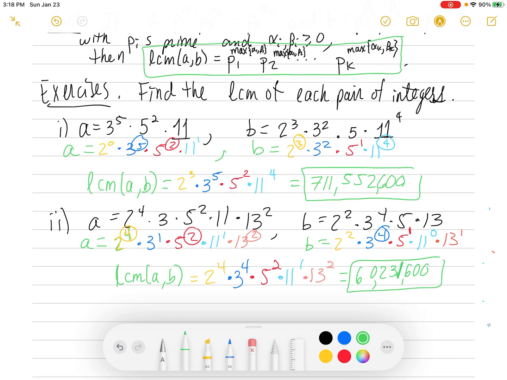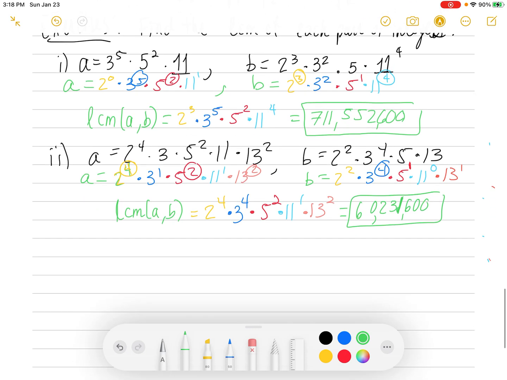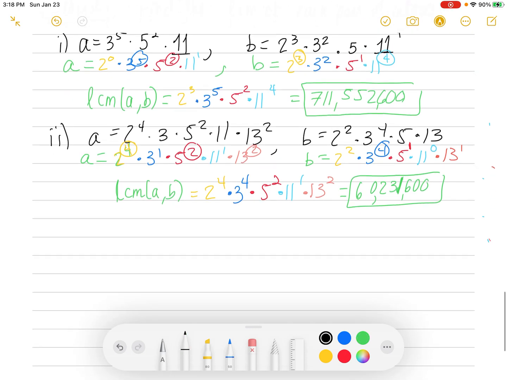So it looks like 60,231,600. At least that's what my calculator says, and I'm not great at typing. So who knows? Maybe you want to double check that. I'm more interested in that you can get the correct prime power factorization for the LCM rather than multiply those in your calculator. All right, number 3, we have A equals 4410, so 4,410, and B equals 2,058.